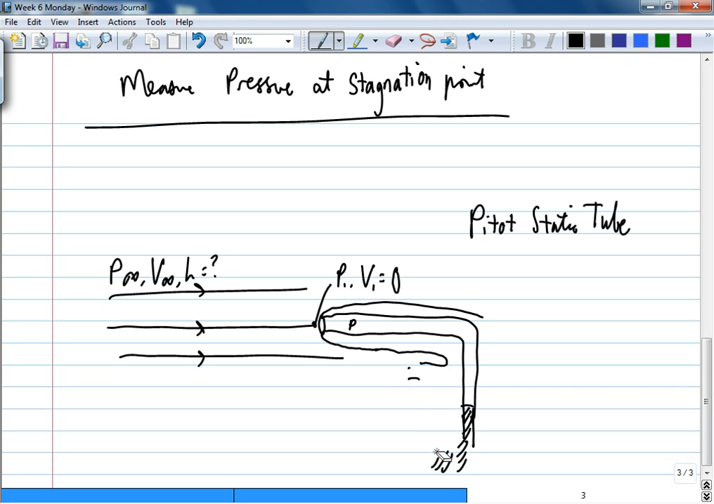Maybe I shouldn't draw this here. No, it should be higher. There are openings. There are openings here.